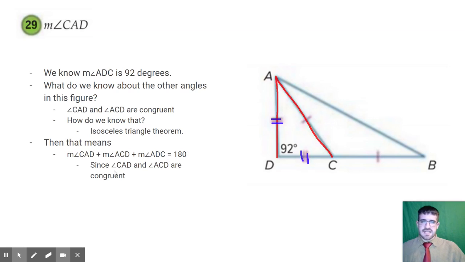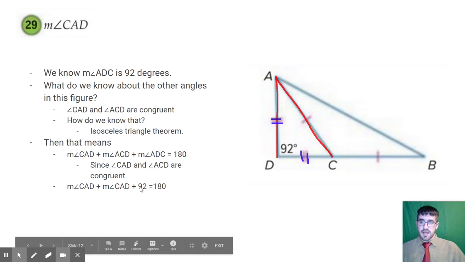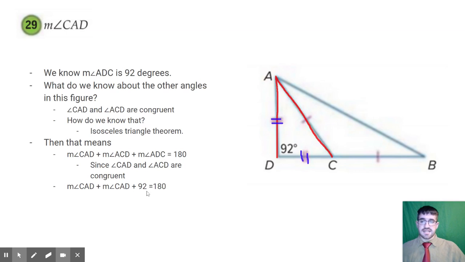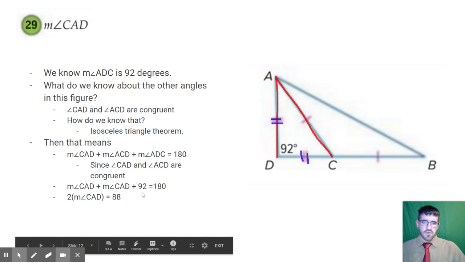Since angle CAD and ACD are congruent, we're going to substitute this in. So anywhere we saw ACD, we're going to plug in CAD plus the 92 degrees at ADC. 2 times the measure of angle CAD equals 88. We subtracted 92 from both sides. And then the measure of angle CAD is 44 degrees.